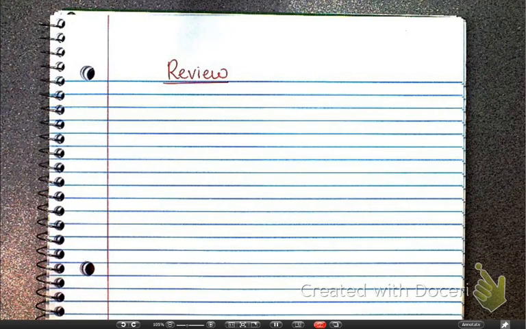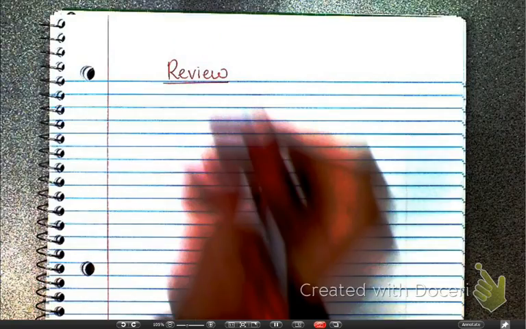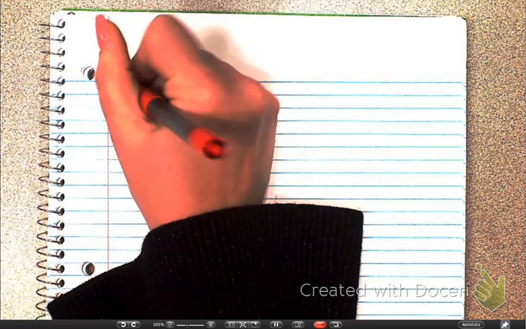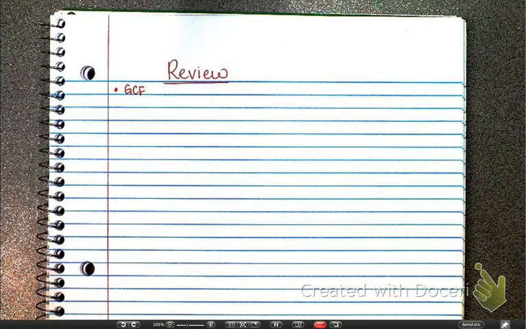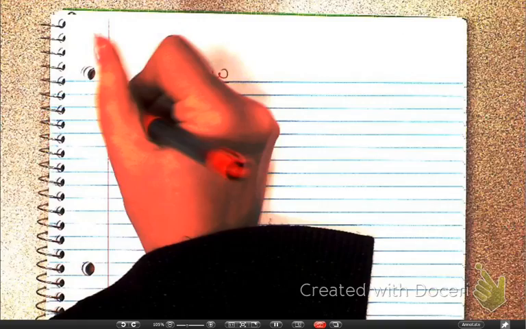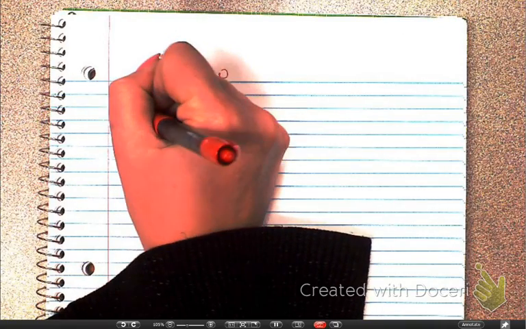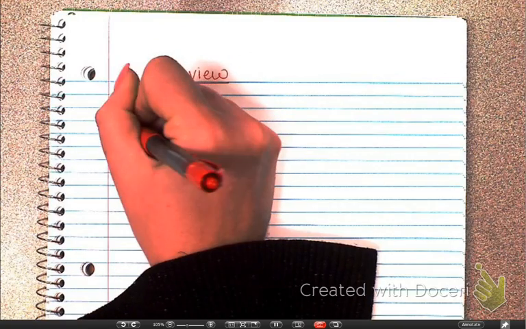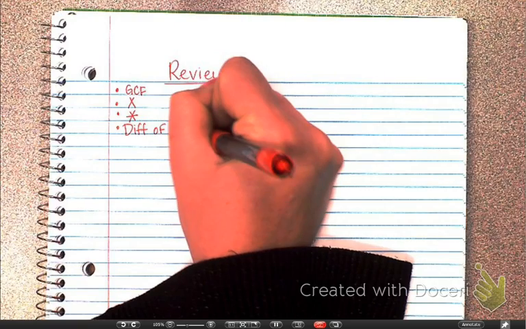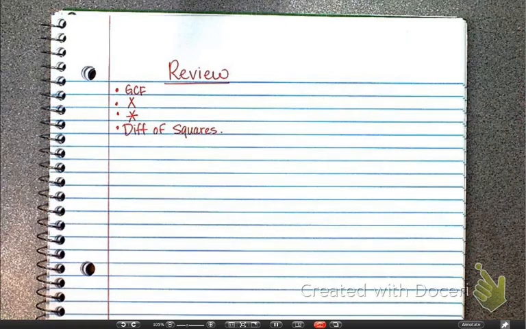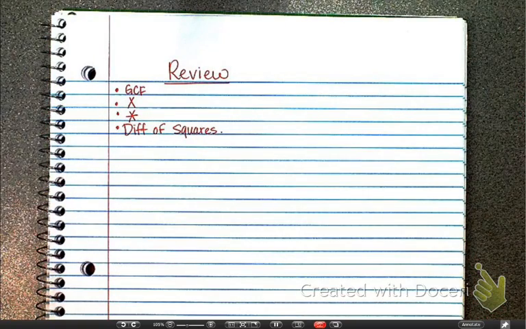Okay, guys, we are going to review factoring. So, when we start factoring, the first thing that we need to look for is GCF, the greatest common factor. From there, you have a few different options. You have the x, you have the super x, or you have difference of squares. Those are the four ways that we're going to factor. Always start with GCF and then use the other three as needed.